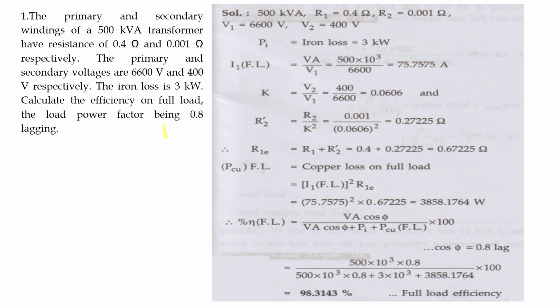Now we can calculate the full load copper loss, that is nothing but full load current square into total resistance, I square R. The full load current is 75.75 squared, and our total resistance will be 0.6725, as we calculated. Finally, we get the copper loss as 3858.1764 watts.